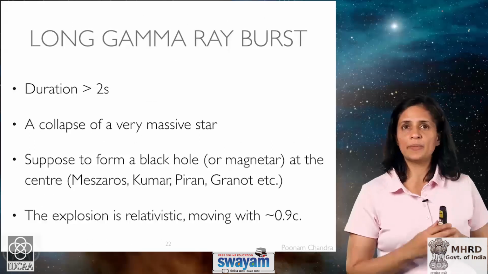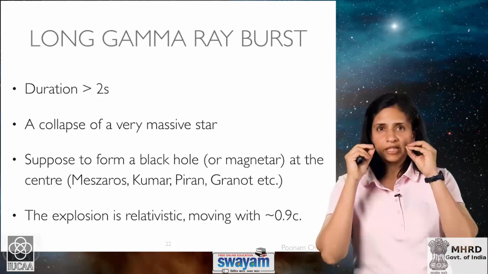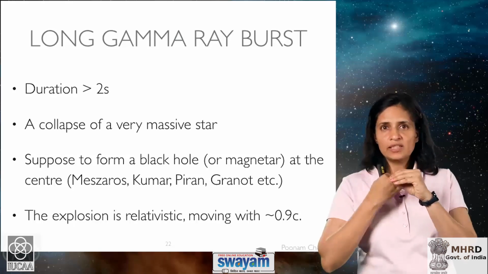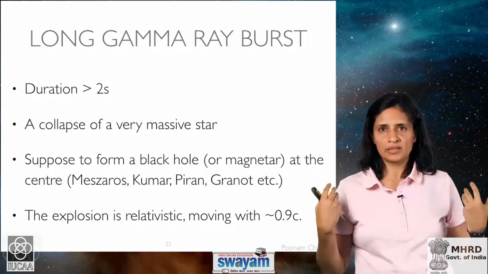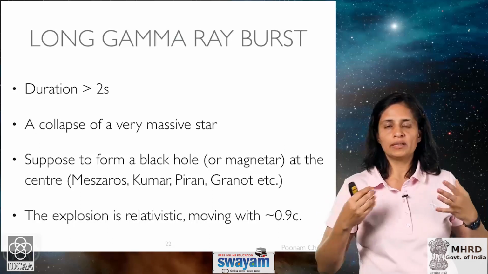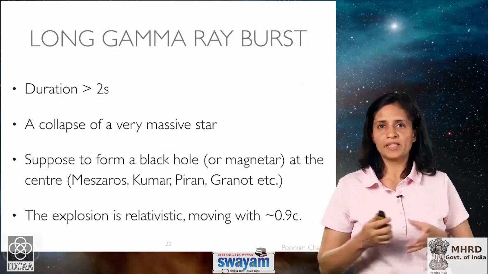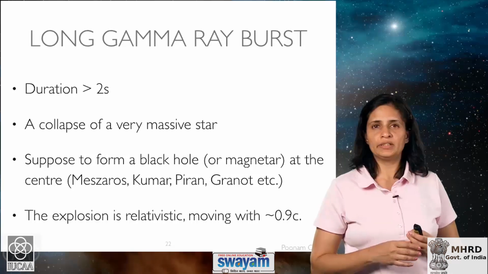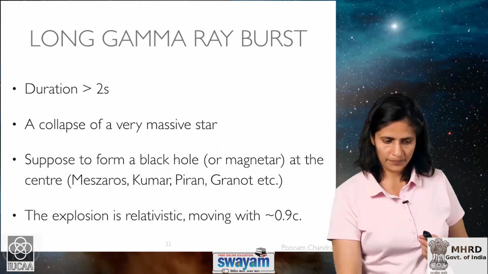Whereas in these gamma ray bursts, it is expected to form a black hole at the center, and then the rest of the star is supposed to blow out with very high speeds. These speeds will reach up to 90 to 99% of the speed of light.